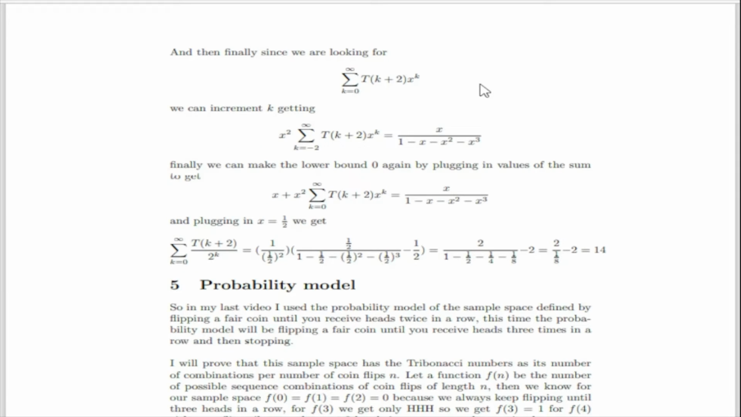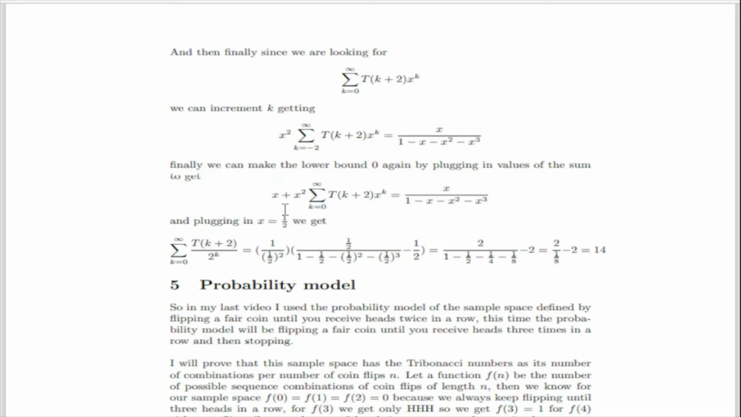And finally, since we're looking for the sum from k equals 0 to infinity of t of k plus 2 times x to the k, rather than t of k times x to the k, we can increment k in the following way. Finally, we can make the lower bound 0 again by plugging in the values of negative 2 and negative 1, which negative 2 gives us 0, and negative 1 gives us x. So that gives us x plus x squared all times the sum from k equals 0 to infinity of t of k plus 2 times x to the k, which equals what our original generating function is, because this is the same. And plugging in x equals 1/2, we get the following.